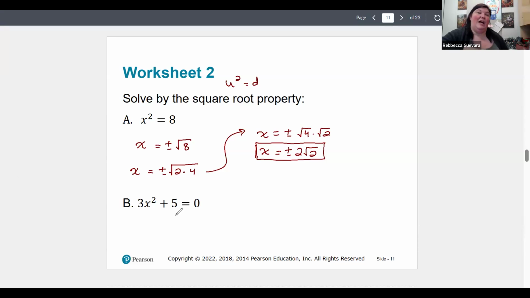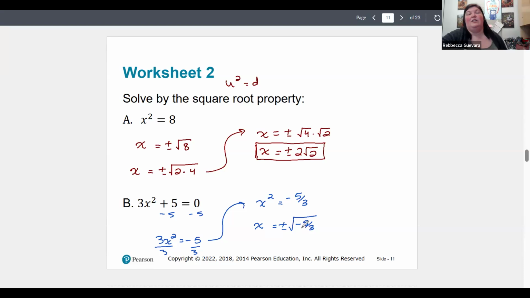All right, so B will be complex solutions. We're going to subtract the 5 first, and we'll have 3x squared is equal to minus 5. Then we divide by 3. We will have x squared is equal to -5/3, meaning that x is going to be equal to plus or minus the square root of -5/3.